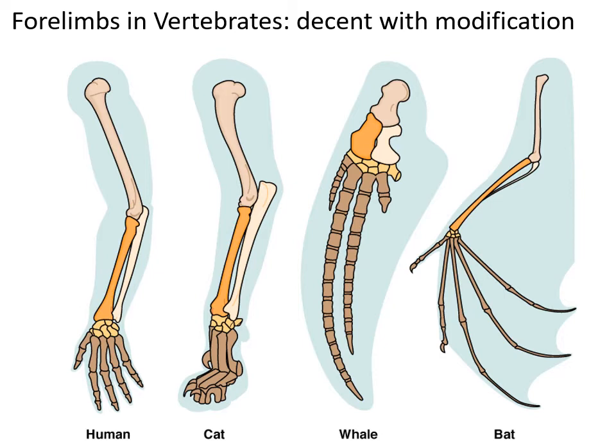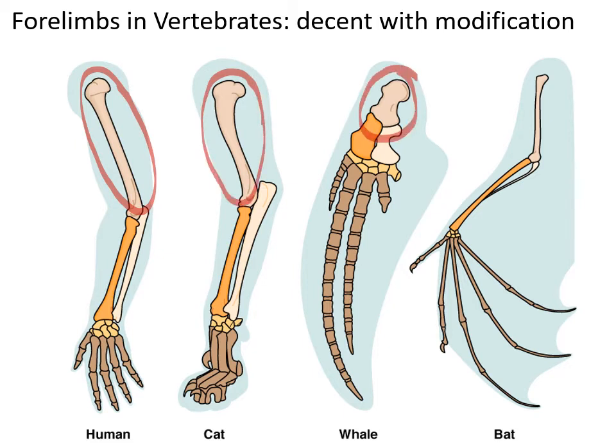Forelimbs in vertebrates. If we look at these guys here, here are some very different animals: a human, a cat, a whale, and a bat. They live in incredibly different environments, and they use their arms differently and for different things. But oddly enough, the number and the placement, the ordering of their bones is the same in all of their arms. If you look at this major bone here, the humerus in humans, a cat also has one. And weirdly enough, a whale has one as well, and so does a bat.